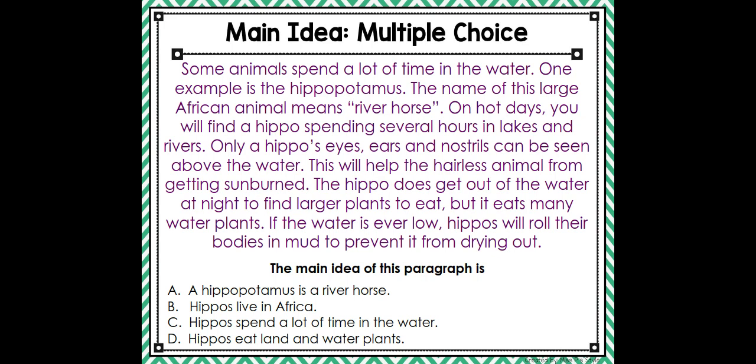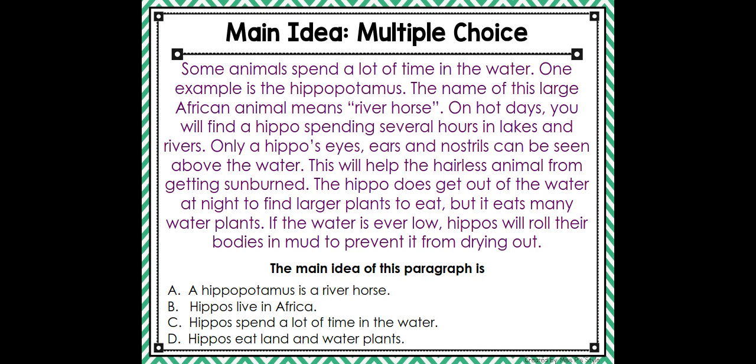So we're going to learn some information about an animal now. Think about the details you read and what main idea they can support. So I'm going to read you the paragraph, the question, and answer choices, and I will tell you the answer, but I want you to try and guess on your own at home.